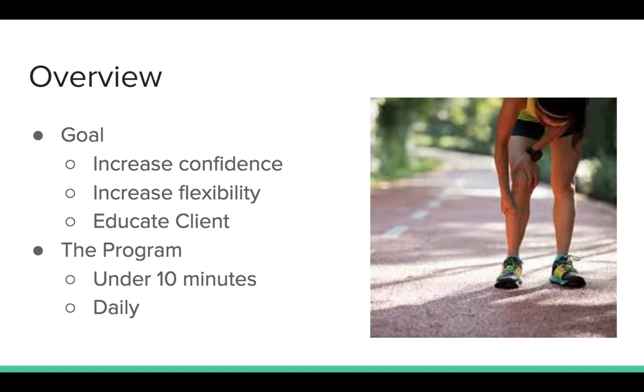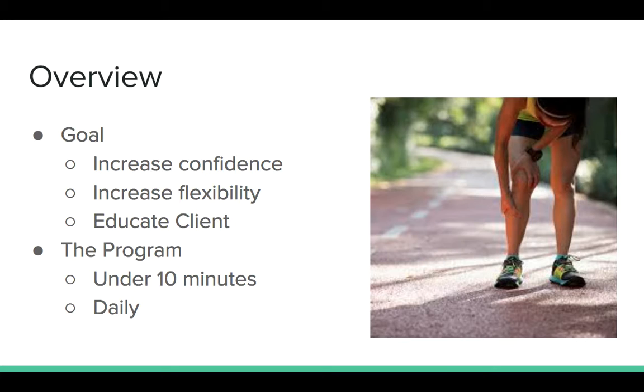Overview. My main goal for this project is to increase confidence in Milo's performance so he's not living in fear of getting shin splints at the beginning of a season or during a season. I also want to increase flexibility to his calf and his tibialis anterior, as well as educate him on what shin splints are and how he can prevent it in the future, as well as treat it if he gets it again. I designed a program for Milo.